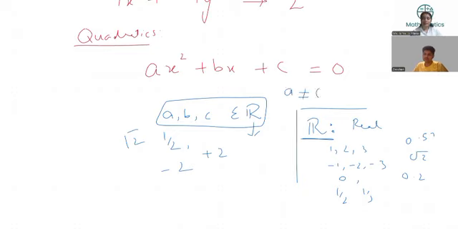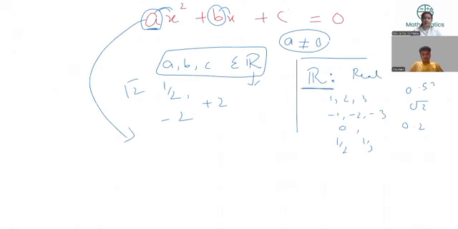Now, why do we put this condition on the first letter a? What is a? a is the coefficient of x squared. What is b? b is the coefficient of x. And what is c? c is the constant. It doesn't have any variable. So a, the coefficient of x squared, should not be equal to 0. Let's suppose we put a equal to 0, what will happen? I will get 0 x squared plus bx plus c equals 0. So 0 plus bx plus c equals 0, which is bx plus c equals 0.